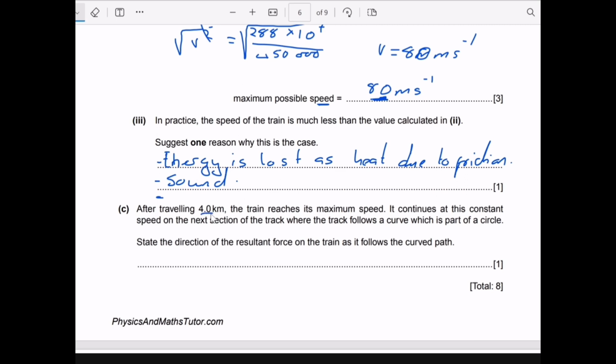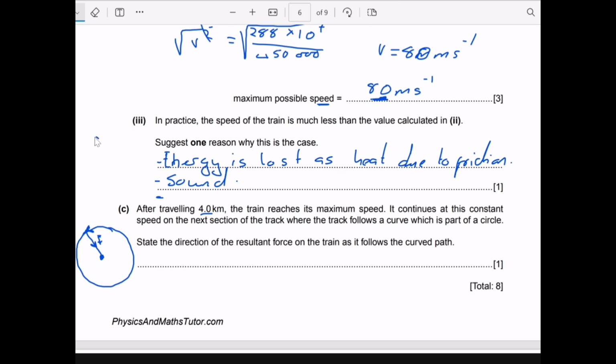After traveling 4 kilometers, the train reaches its maximum speed. It continues at this constant speed on the next section of the track, where the track follows a curve which is part of a circle. State the direction of the resultant force on the train as it follows the curved path. Guys, we also discussed this. Whenever you have something orbiting around a circle, we always have the center. Let's say it's a car or a train going around the circle. There's a radius. We know that there's always a force directed towards the center of the circle. That is the resultant force. Anything that is orbiting around the circle has a resultant force directed towards the center of the circle.